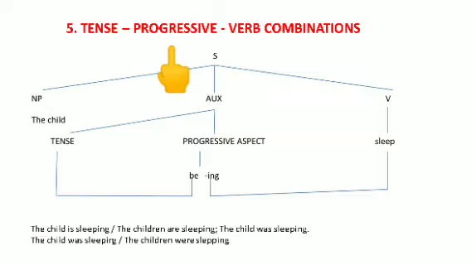Tense, progressive verb combinations. Sentence, noun phrase, auxiliary, verb. Tense, progressive aspect, the child, be-ing, sleep. The child is sleeping. The children are sleeping. The child was sleeping. The children were sleeping.